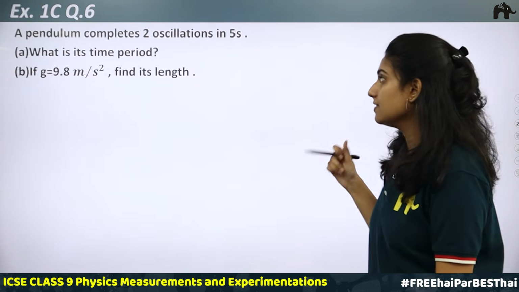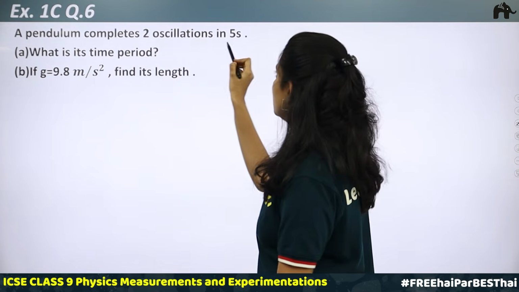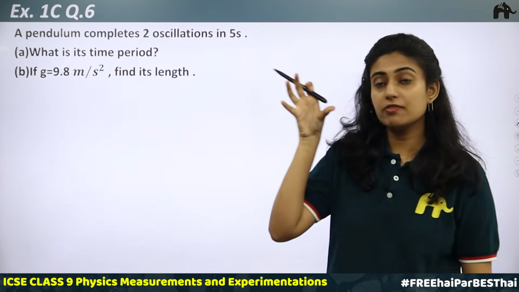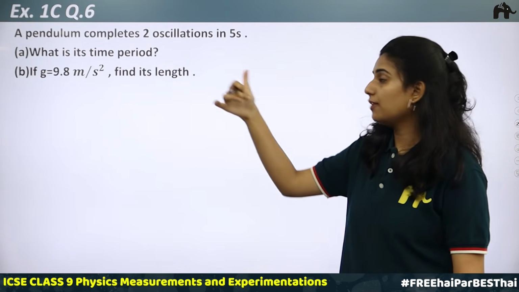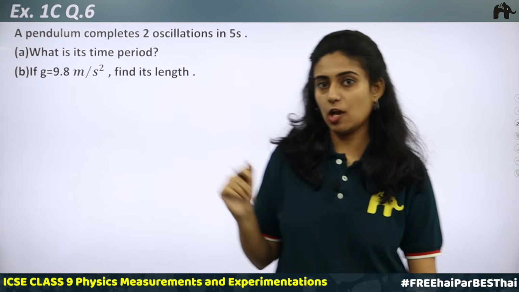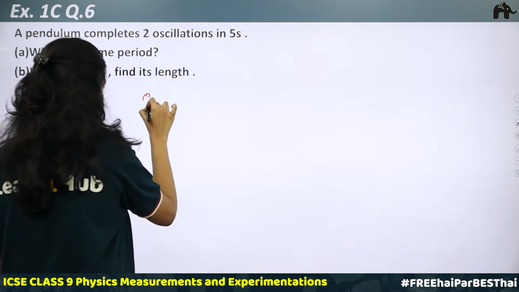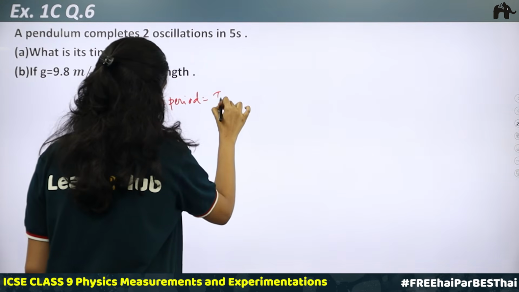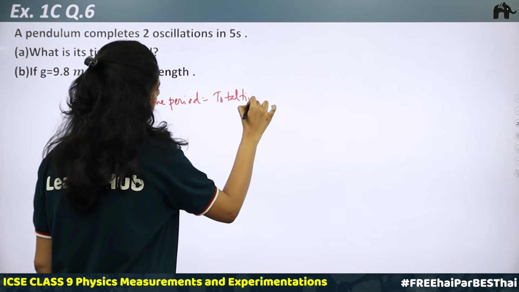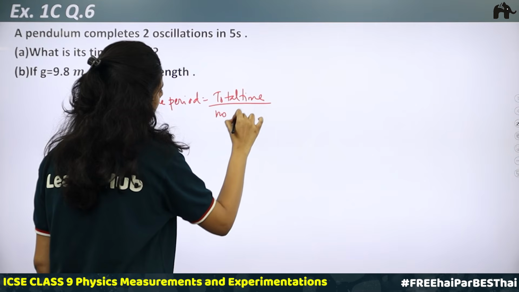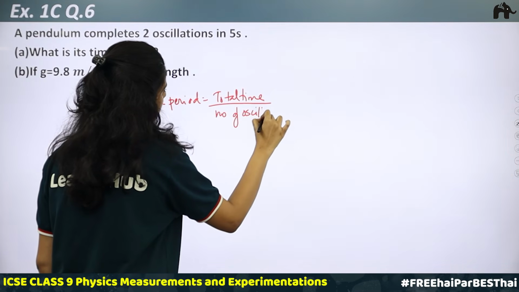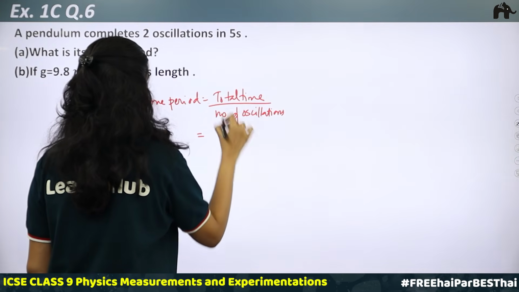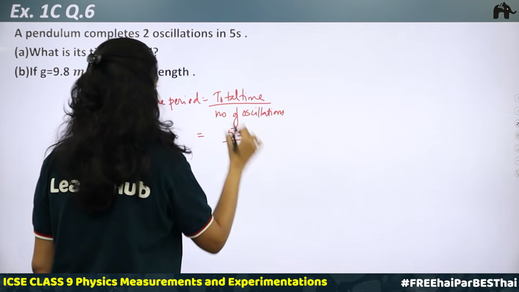Question 6 of exercise 1C. A pendulum completes 2 oscillations in 5 seconds. We know that time period is equal to total time divided by number of oscillations. We need to find the time period in the first part of the question. How to find the time period? Time period is equal to total time divided by number of oscillations, which is equal to, here the total time is 5 seconds divided by number of oscillations 2.